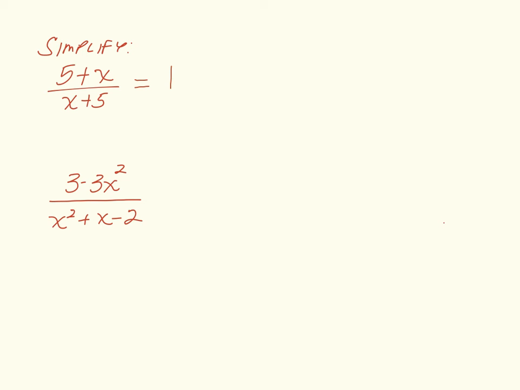Now look at this one. Simplify this one. Well, before, it's probably easier to see if you just rewrite this as -3x squared plus 3. Notice what I did. I just rewrote it. Okay, and put the x squared term first. But I want to factor the denominator. And I'm going to go back and factor the numerator in a second. So we get x and x plus 2 minus 1.